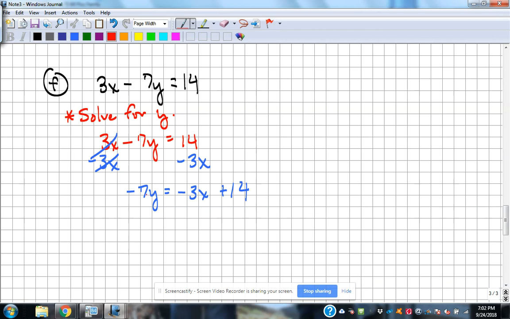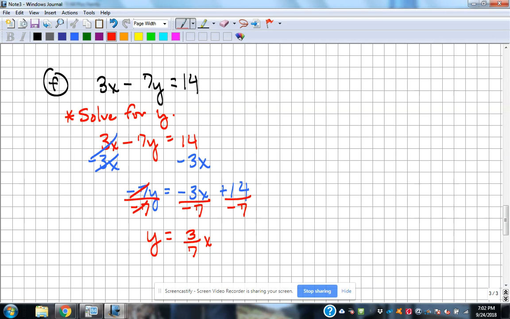What's going on between the negative 7 and the y? They're mashed together like that. They're multiplying, so we need to do division to get rid of that negative 7 from every piece in there. Okay? There's y by itself. Negative 3 divided by negative 7 doesn't simplify number-wise, but negative divided by negative is always positive. So it's positive 3 over 7.